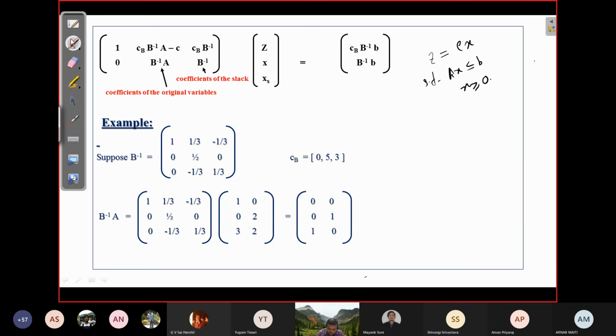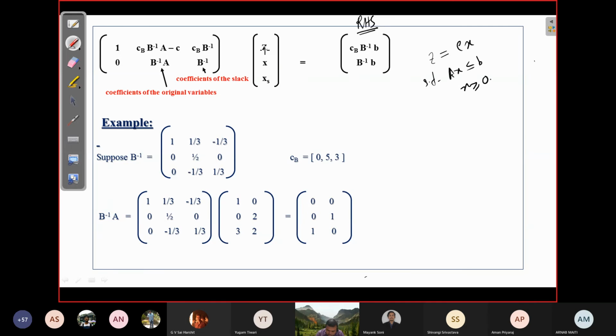So this is what we get: 1, 0, CB B inverse A minus C, B inverse A, and CB B inverse, B inverse, in the columns for Z, X and XS, and then in the right hand side CB B inverse b and B inverse b. So this is the matrix form of the simplex. Now let us try to understand this form. This is clearly the right hand side of the table, no doubt about it.